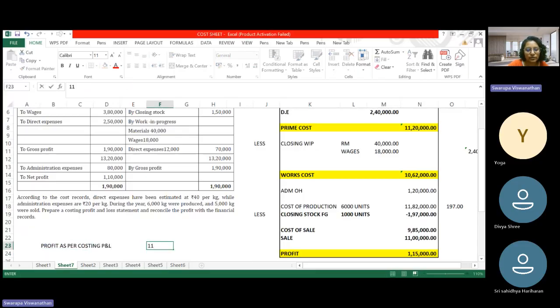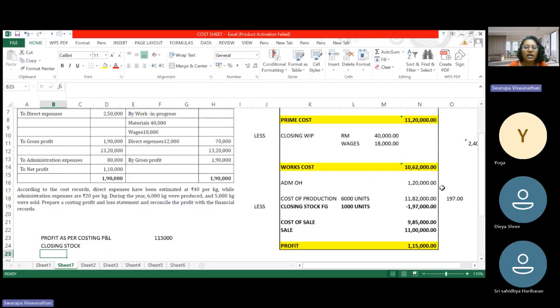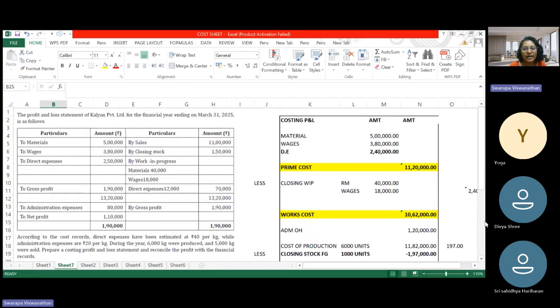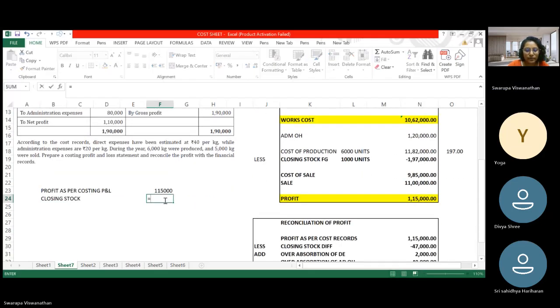Profit is 1,15,000. So where have the differences come? The differences have come in direct expenses, admin overheads, and closing stock. With respect to closing stock, we are reducing 1,97,000, whereas in financials, it is only 1,50,000. So what is the difference? 1,97,000 minus 1,50,000, 47,000 we are reducing extra in our costing P&L.